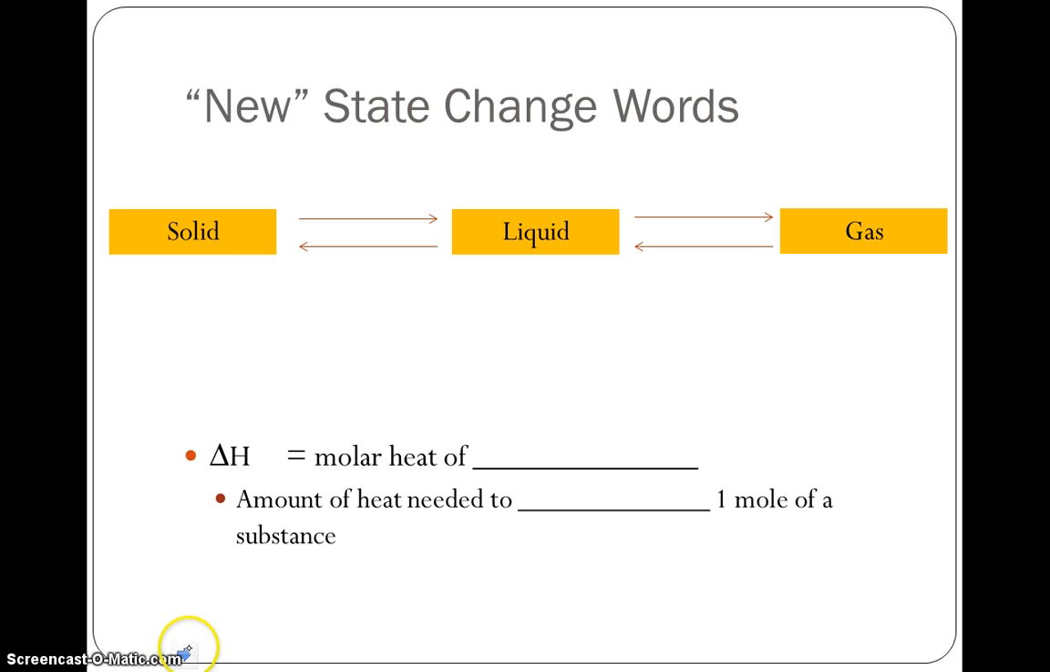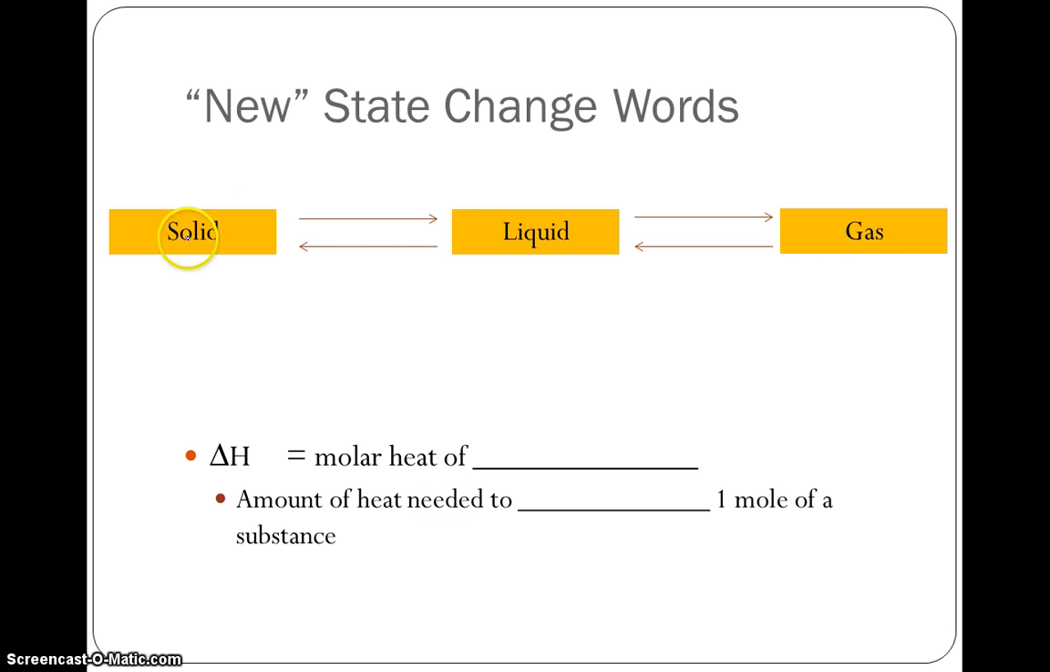Now, we learned different words for the state changes earlier this semester. The only thing that stinks about the heating and cooling curve is it doesn't necessarily use the words that we've learned already. It throws a couple of new state change vocab words at us. The good news is the states of matter are still called solid, liquid, and gas. It's just these in-between words that we're going to get new ones for.